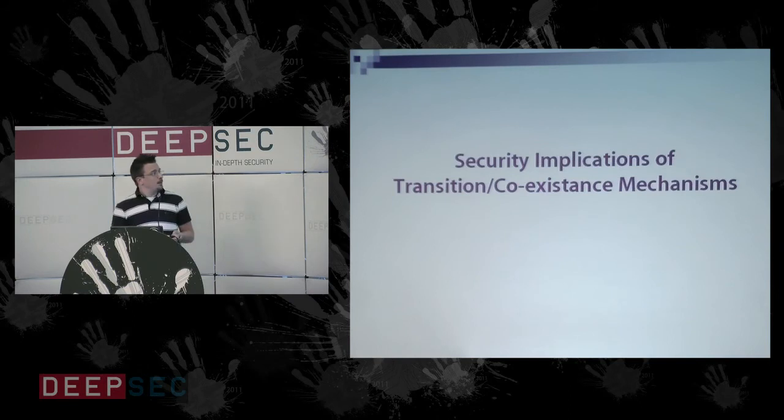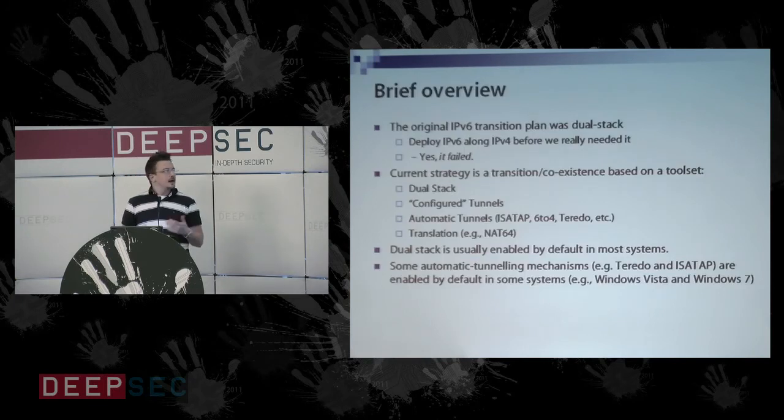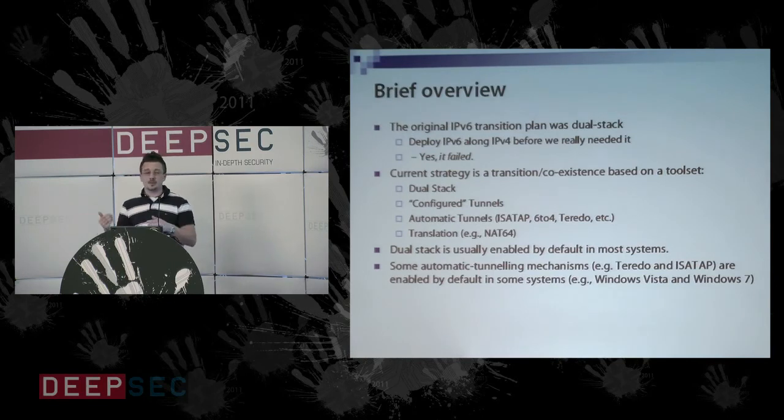Okay. A couple of words about the security implications of transition and coexistence mechanisms. The plan that we had for IPv6 was that everybody would deploy V6 10 years ago or so, so by the time we actually needed V6, it would already be present in the network. So it wasn't going to be a big deal for the IPv4 address space to get exhausted. But this plan basically failed. Only a few organizations actually deployed IPv6, and in many cases they deployed it in the core of the network, but they don't really provide IPv6 access to their clients.